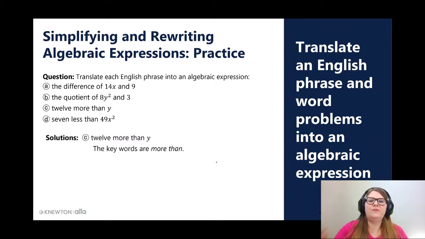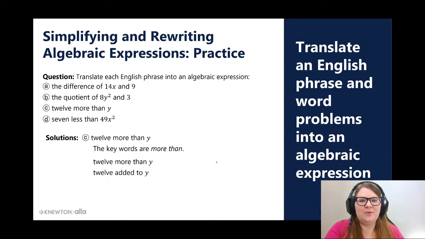All right, what about 12 more than y? Well, more than is the exact opposite of less than. So we know that it has to be addition. So 12 more than y is also known as 12 added to y. Notice that more than and less than are both going to be the swapped format. So 12 more than y we write as y plus 12. As a note, addition and multiplication are both what we call commutative. That means order does not matter. However, it is nice to write it in the way that it's said, because then it's easier to follow along when you're reviewing your work later.